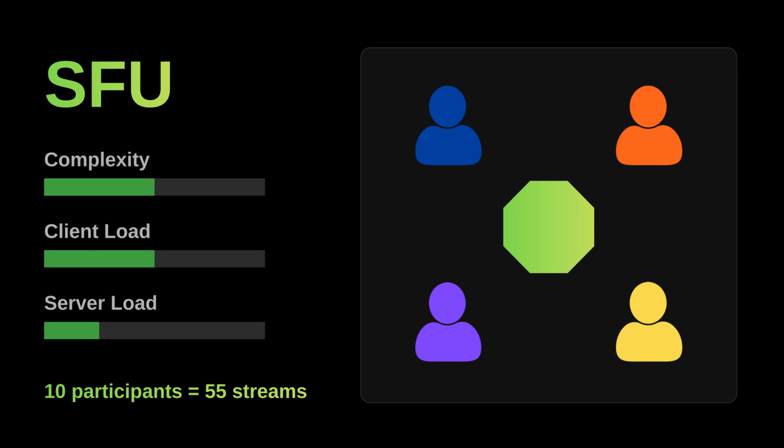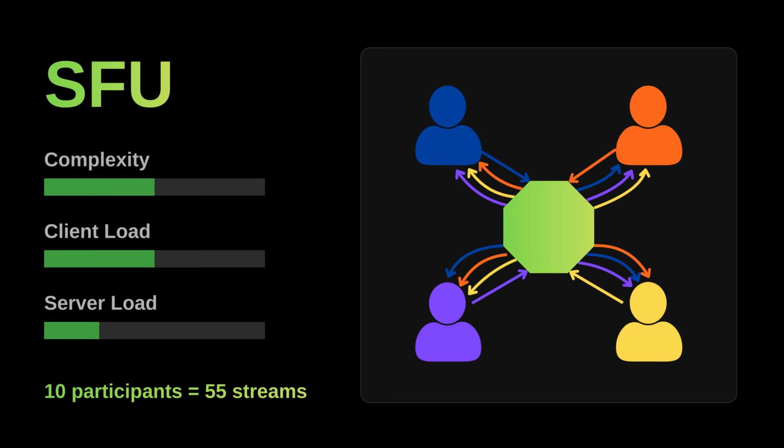In SFU architecture, instead of sending each participant's outgoing stream to every other participant, you send your stream to a central server, which then forwards it to all other participants. The number of incoming streams still increases, but each participant sends only one outgoing stream. This reduces the total number of streams to 55, significantly lowering client load. This approach is very popular and widely used by companies and engineers.